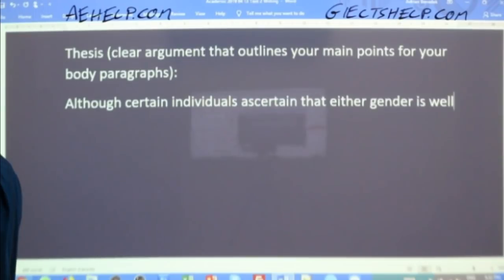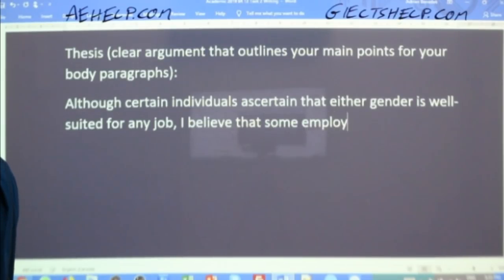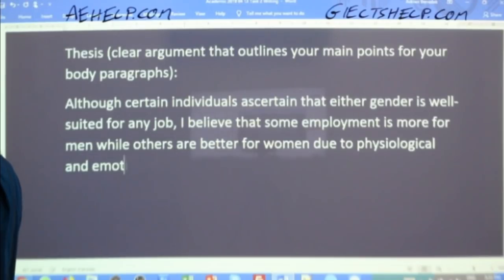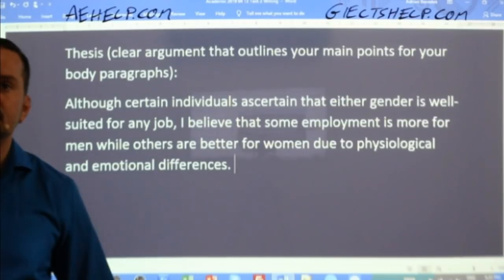So although certain individuals ascertain that either gender is well suited for any job, I believe that some employment is more for men, and while others are better for women due to physiological and emotional differences. Okay, so that would be my thesis statement.